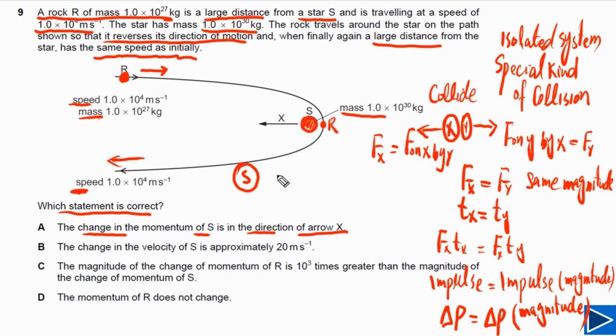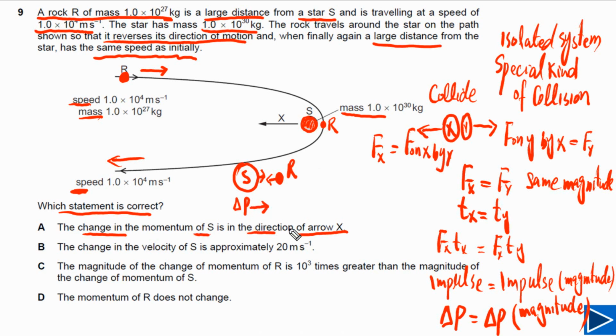So this is R. So the rock is at this point. Now, between these two objects, there is gravitational force. So the rock is pulled to the left and the star is pulled to the right. As the resultant force on the star is to the right, the change in momentum also has to be to the right. So the delta P, the change in momentum for this star, has to be to the right.